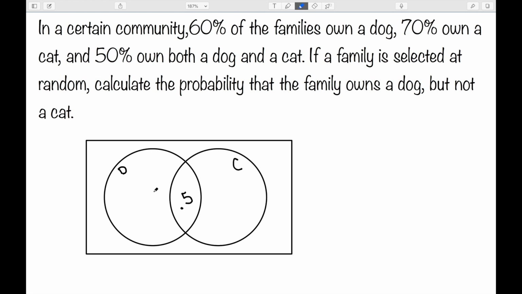I want the probability that a family owns a dog but not a cat, so I want this region here. Well, we know the entire dog circle is 60%. I've already accounted for 50%, so this must be 0.1. So the probability that they own a dog but not a cat would be 0.1.